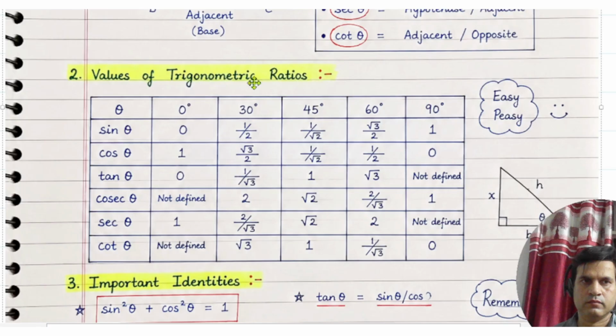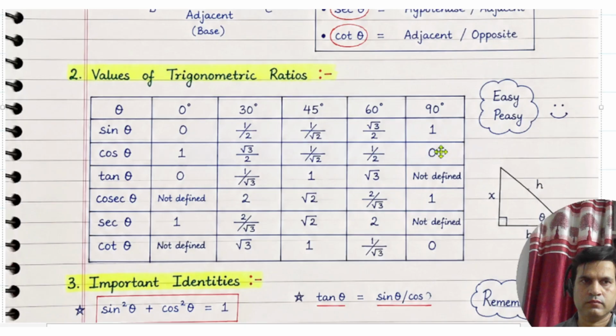If you talk about the values of the trigonometric ratios, we have different angles like 0 degree, 30 degree, 45, 60 and 90 degree. So sine 0 degree is 0, sine 30 is 1 by 2, sine 45 is 1 upon root 2, sine 60 is root 3 by 2, and sine 90 is 1. Then for cos theta, the values come in the reverse order: 1, root 3 by 2, 1 by root 2, 1 by 2, and 0.